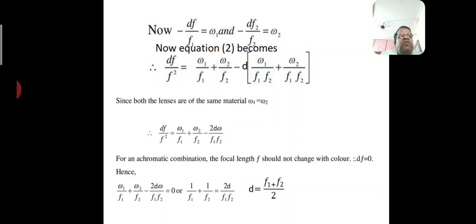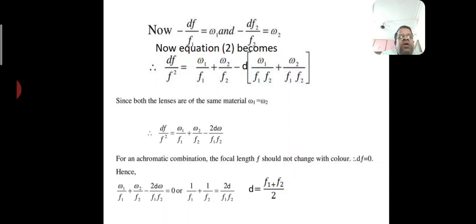If we substitute these two in equation 2, we get the next equation, that is df/f² = omega 1/f1 + omega 2/f2 - d(omega 1 + omega 2)/(f1 f2). Since both lenses are of the same material, we take omega 1 equals omega 2 equals omega. Now the equation becomes df/f² = omega 1/f1 + omega 2/f2 - 2d omega/(f1 f2), since we are taking omega 1 equals omega 2.